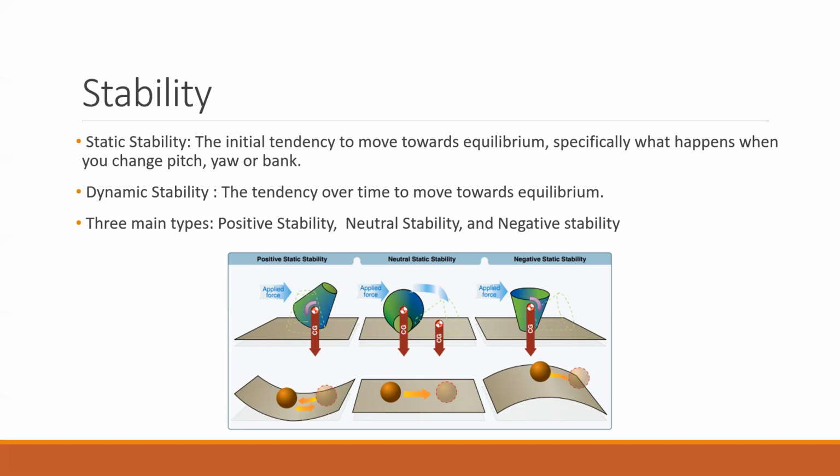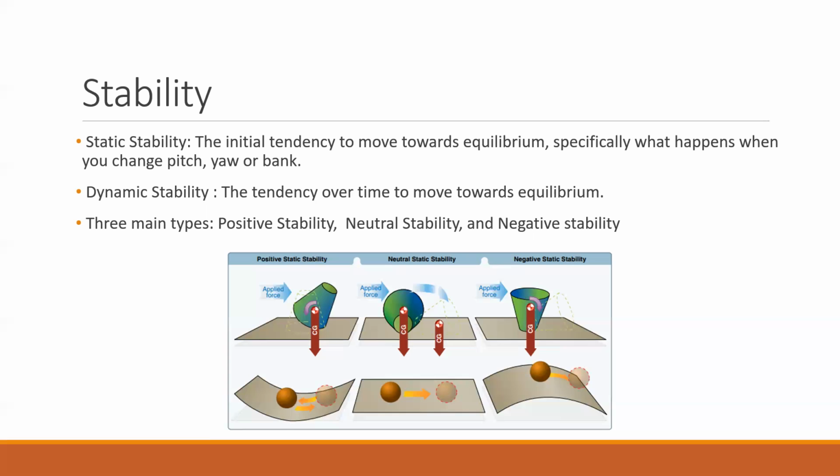The other type is dynamic stability, and this is how the aircraft performs over time after you change either the pitch, yaw, or the bank. It's not what happens initially, but after a few seconds, 30 seconds, a minute, whatever. What does the aircraft do after that force is applied over the long run? It might not be the same as the static stability, but it could be. So that's just something to keep in mind. And then there are three subtypes for these two types of stability.